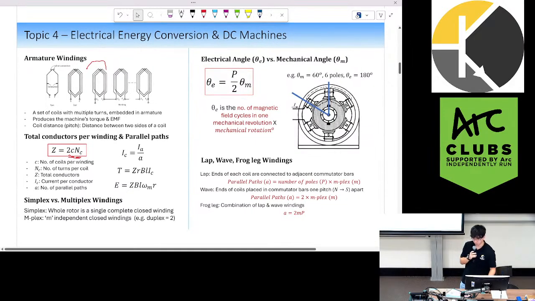So simplex and multiplex, that's just terminology we use for describing how many windings we have in a DC machine. Simplex means 1, multiplex would be multiple. So for example, duplex is 2 windings.